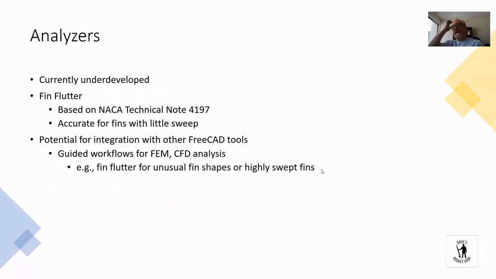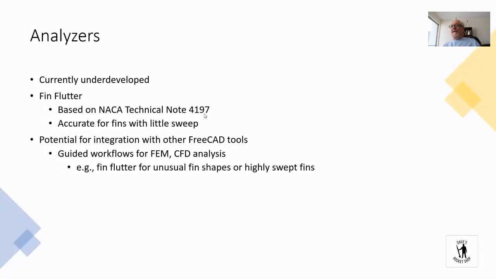So, analyzers. This is basically the untapped potential of the Rocket Workbench. I have done one that calculates fin flutter based on the NACA technical note 4197, which predates NASA. I think it was 1947 or 48 that they came up with this. So it's a really old document. But if you use FinSim, for example, when it does its static analysis, this is what it uses.